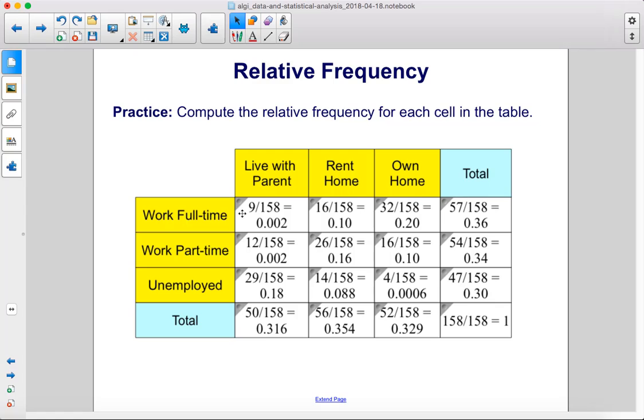So 57 people work full-time, 54 work part-time, 47 are unemployed. Those numbers add to 158, and the relative frequencies add up to 1.